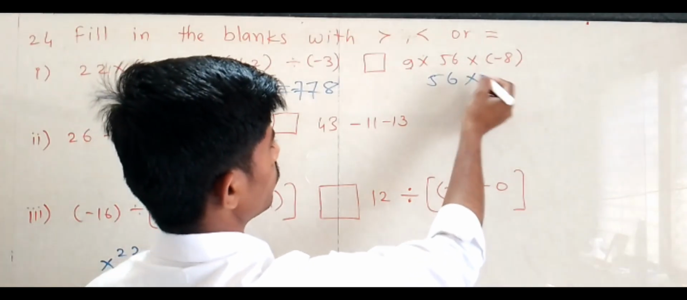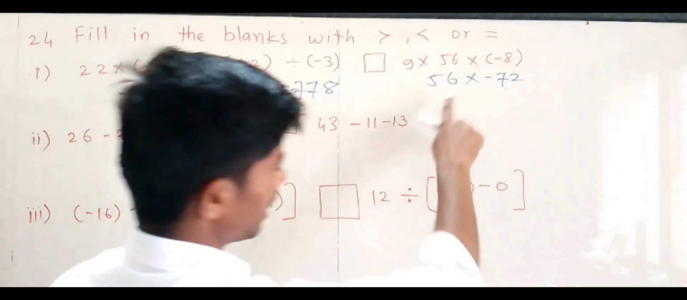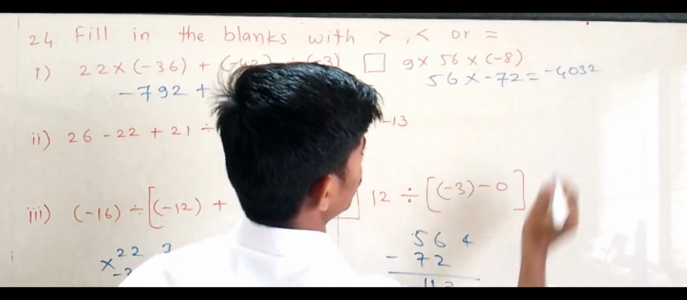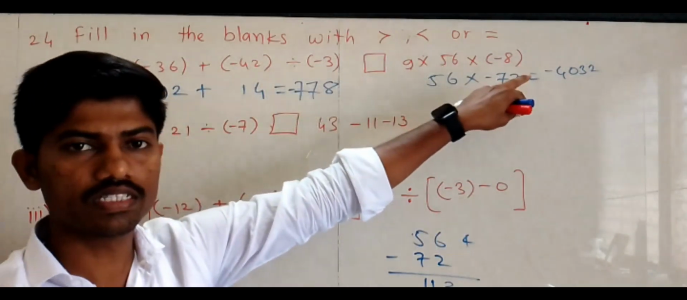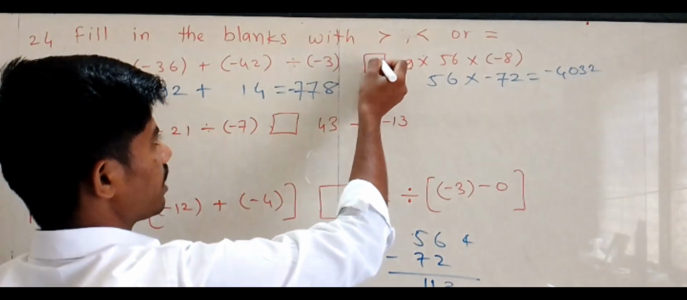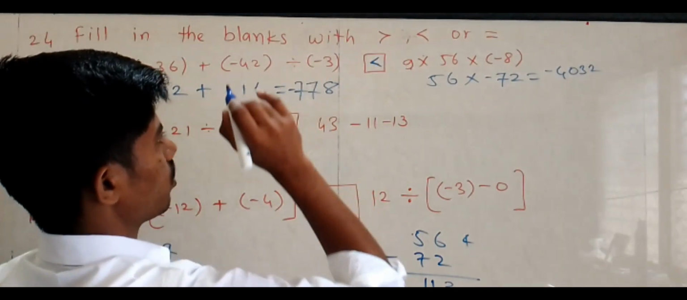Next term, 9 8s are 72. 56 into 9 8s are 72. So what is the 4032? If this is minus and this one is also minus, but this one is very small as compared to this one, so we can apply this symbol.